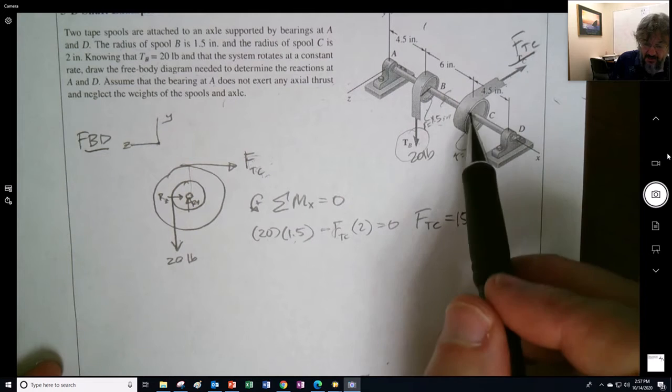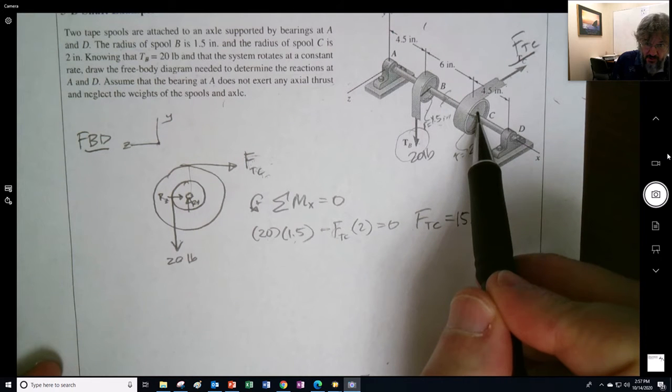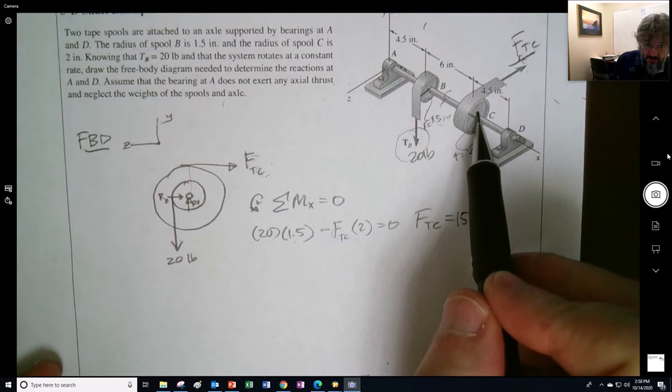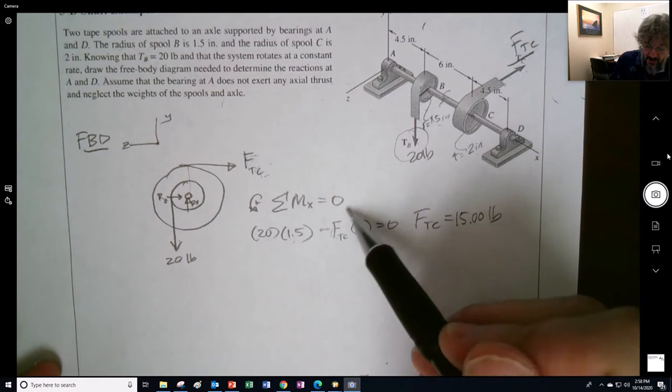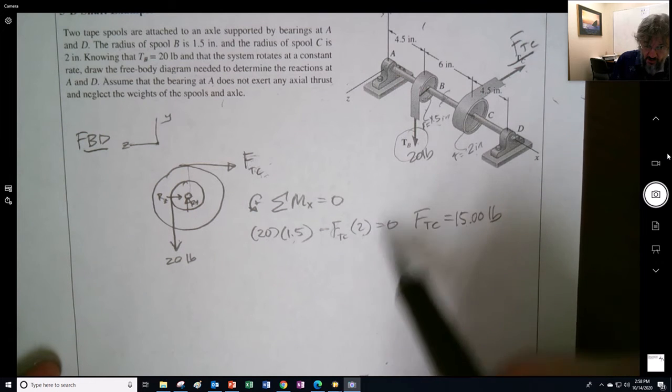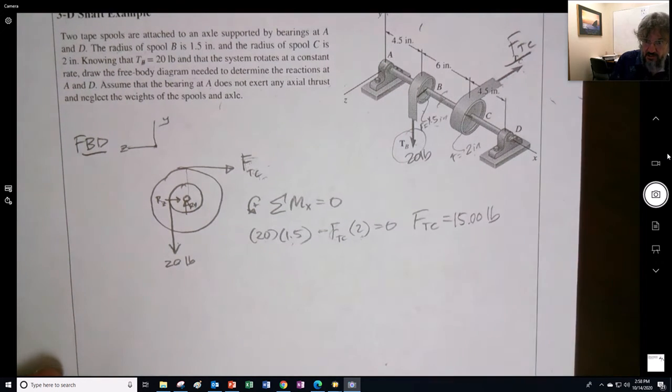But it's balancing out because this one is also producing 30 inch-pounds of torque. So this has 30 inch-pounds of torque, and this has 30 inch-pounds of torque. This one just happens to have a 2-inch moment arm, so that's 15 times 2. That's the 30 inch-pounds of torque that's happening inside this.